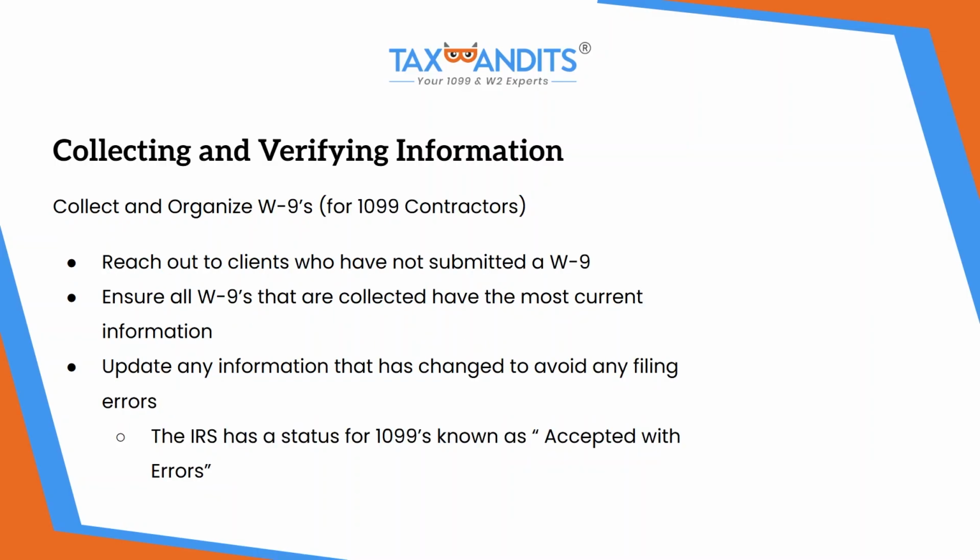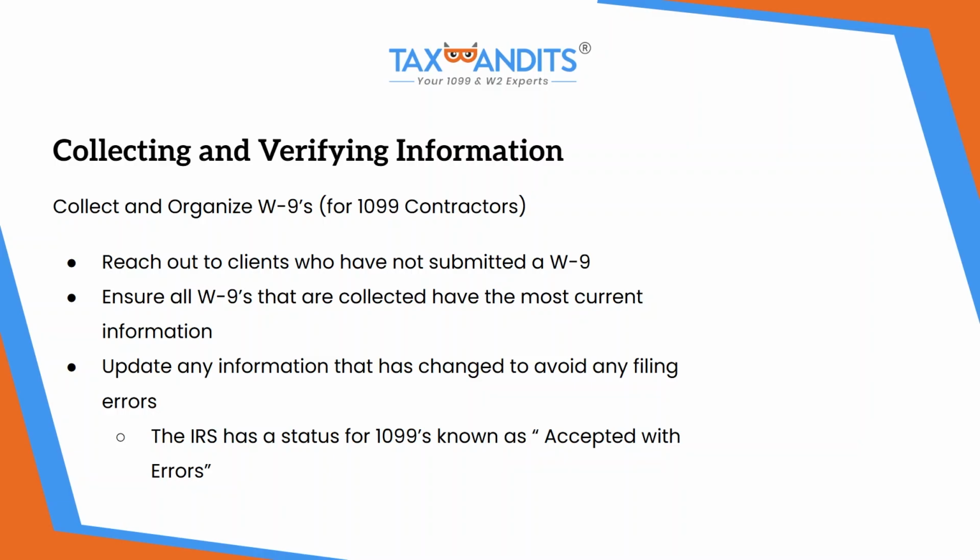Another important step in preparing for the upcoming January filing season is collecting and verifying information, making sure that you collect and organize all W-9s for your 1099 contractors, meaning you'll need to reach out to any clients or vendors that have not submitted a W-9 yet, ensuring that you get that information for them before you file, and also ensuring the current W-9s that you do have have the most current and up-to-date information, and also making sure that you update any necessary information that has changed from the prior tax year to this tax year to avoid any filing errors or any potential penalties.